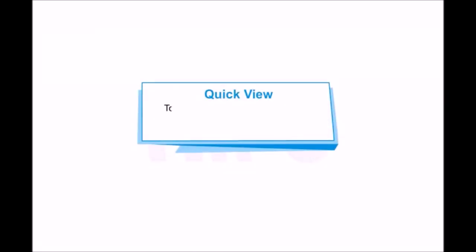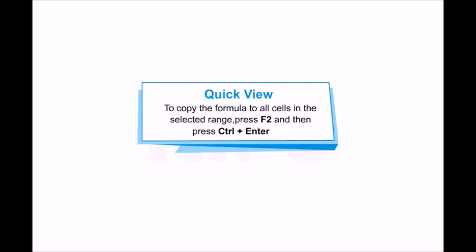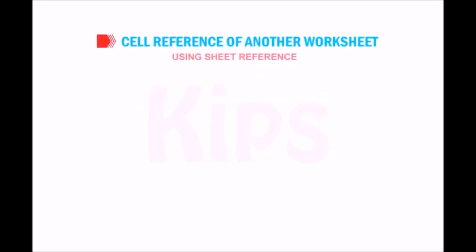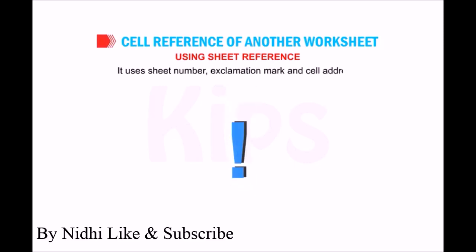Let us know more. To copy the formula to all cells in the selected range, press F2 and then press Ctrl plus Enter key. The second way is by using sheet reference. It uses sheet number, exclamation mark and cell address. For example, Sheet1!D2.